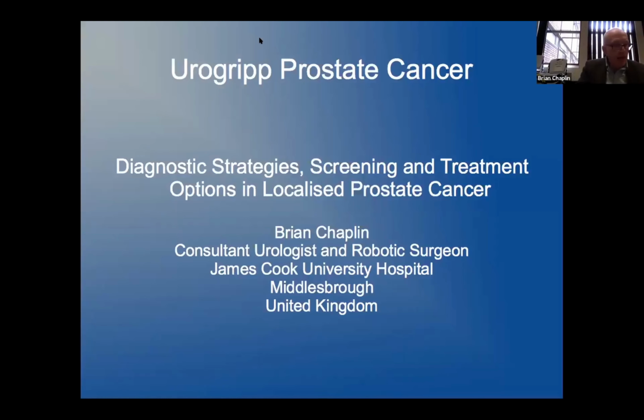How is prostate cancer detected? The majority of these patients are found by case finding, and these are patients that go to see their general practitioner and then are referred on to the urologist, and they present with a wide variety of symptoms, most of which have got absolutely nothing to do whatsoever with prostate cancer.